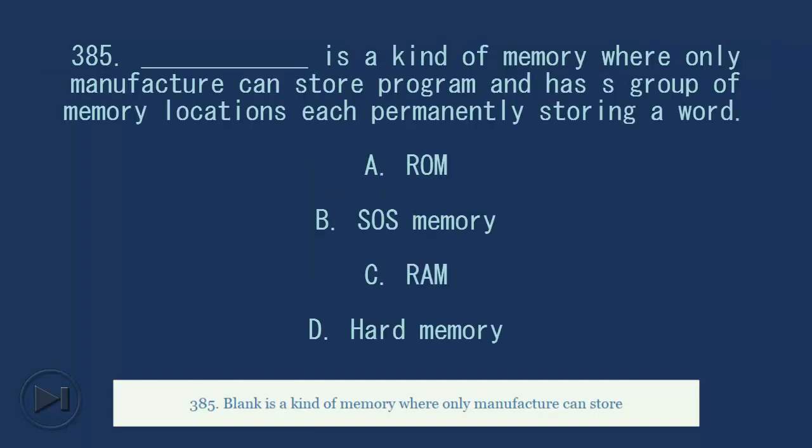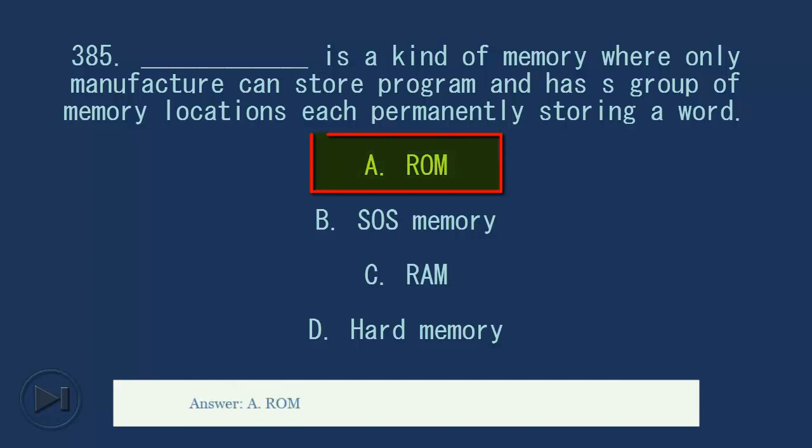385. Blank is a kind of memory where only the manufacturer can store the program and has a group of memory locations each permanently storing a word. A. ROM. B. SOS memory. C. RAM. D. Hard memory. Answer: A. ROM.